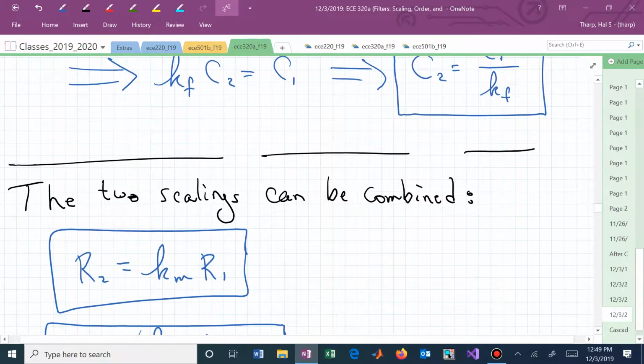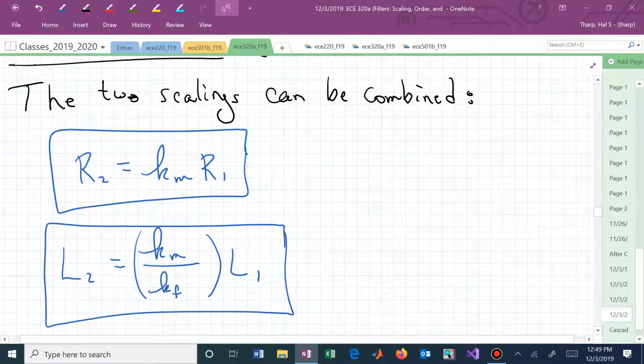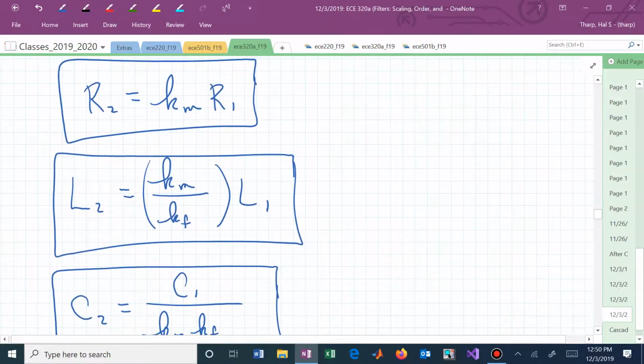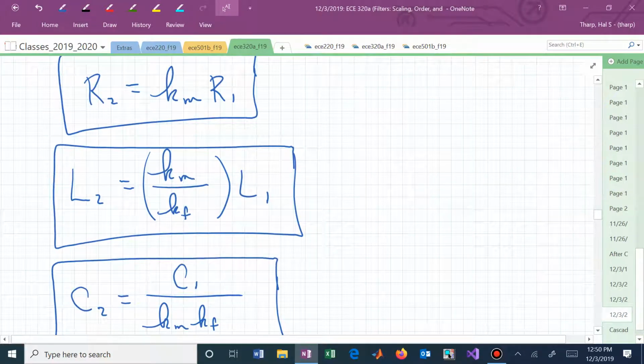What's nice is we can actually combine those. We can combine the magnitude scaling and the frequency scaling to obtain our ultimate final values. For the resistor, we just have to worry about the magnitude scaling. For the other two, we have to worry about frequency scaling and magnitude scaling, but once we have those values, we simply use these formulas to find the final values.